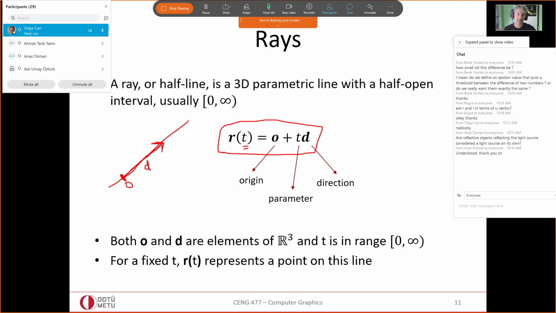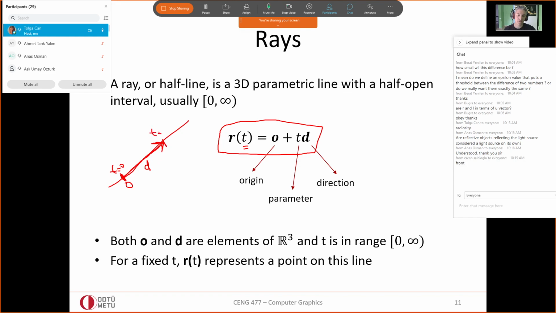D is the direction vector, and as you can see, this is just vector algebra, adding a vector to another vector which is scaled. We scale this vector by t. T is a scalar parameter which tells you where you currently are on this ray. When t is equal to 0, if you give 0 to t, where are we? We are at the origin, okay? So here t is equal to 0. If we give 1 to t, where are we on the line? At the tip of the arrow.